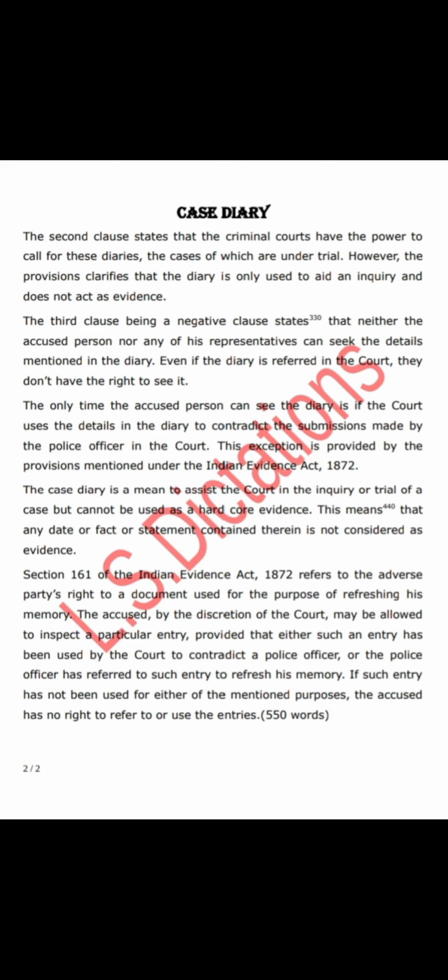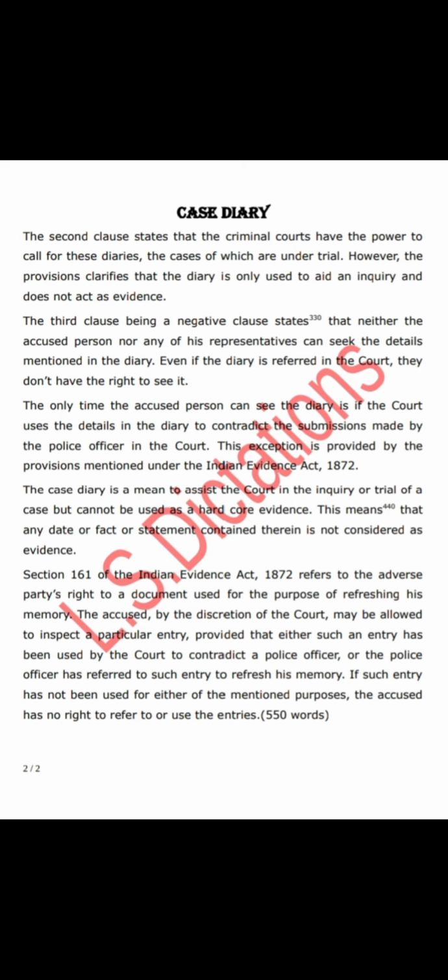Section 161 of the Indian Evidence Act 1872 refers to the adverse party's right to a document used for the purpose of refreshing his memory. The accused, by the discretion of the court, may be allowed to inspect a particular entry, provided that either such an entry has been used by the court to contradict a police officer, or the police officer has referred to such entry to refresh his memory.